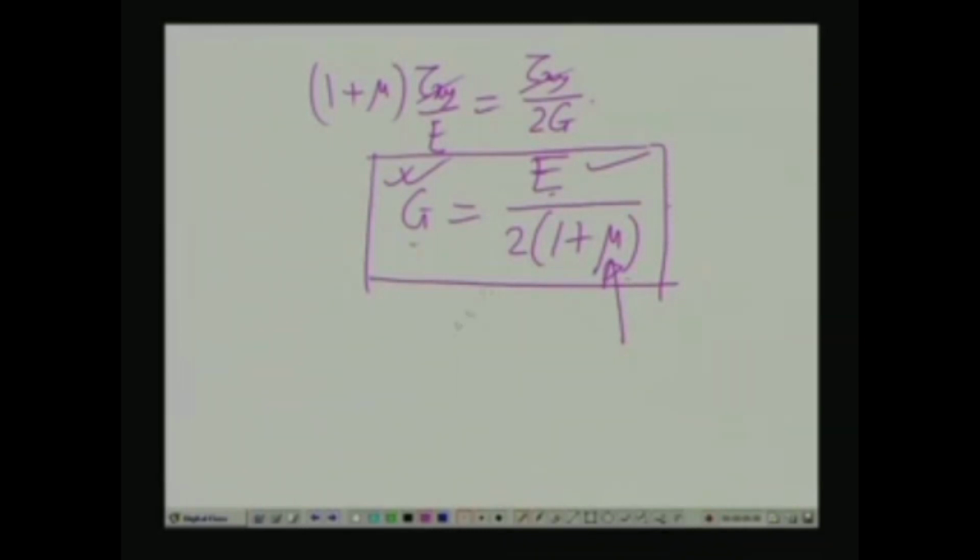Now, please note that though these three quantities E, G and mu are the three elastic constants necessary for evaluating deformation at a particular point, out of these three quantities, two are independent and one can be evaluated in terms of the other two.